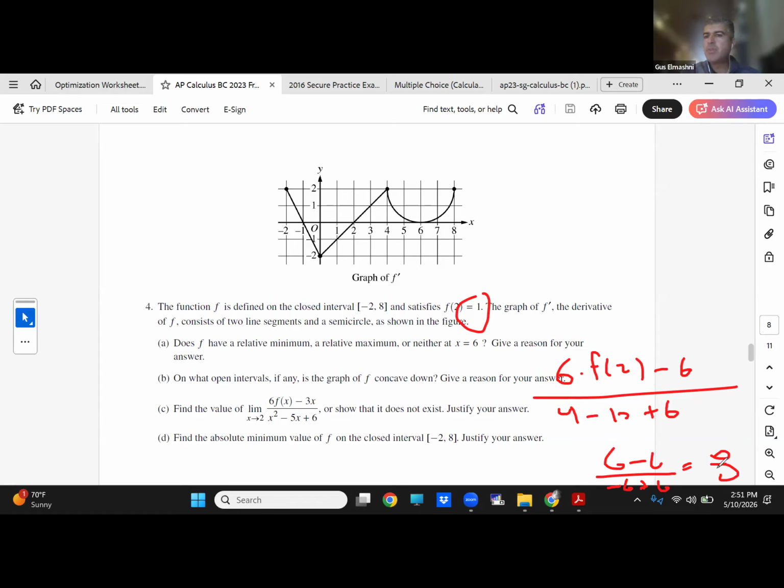I'm pretty sure there'll be an L'Hôpital baked into a free response question. It's been very popular. Or you might see L'Hôpital in the multiple choice. Probably at least a couple times.